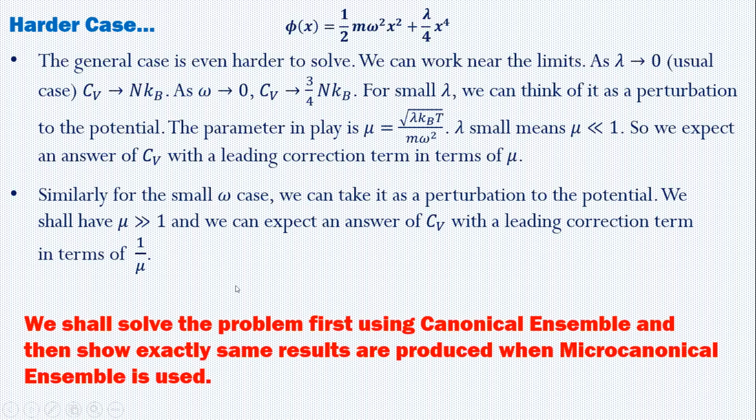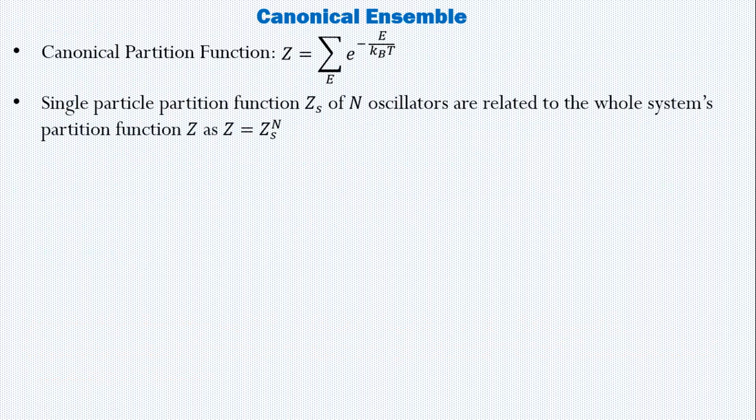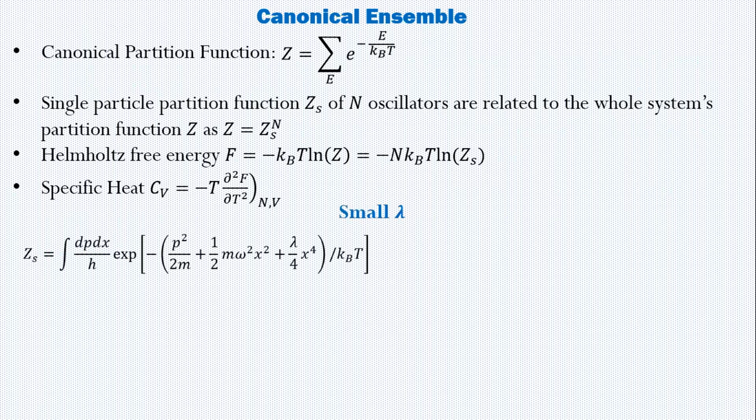So first we shall solve this mixed potential problem using the canonical ensemble, and show how exactly the same results are produced when the microcanonical ensemble is used. The canonical ensemble has this formalism: the canonical partition function and the single-particle partition function are related to the system's partition function. The Helmholtz free energy relates like this, and the specific heat is related to F like this. For small lambda, we have to calculate this single-particle partition function.